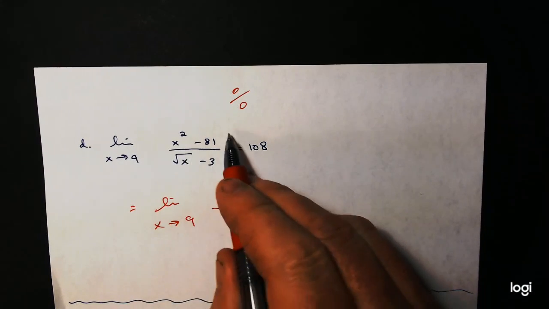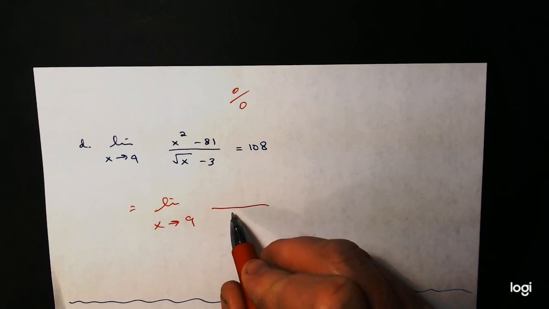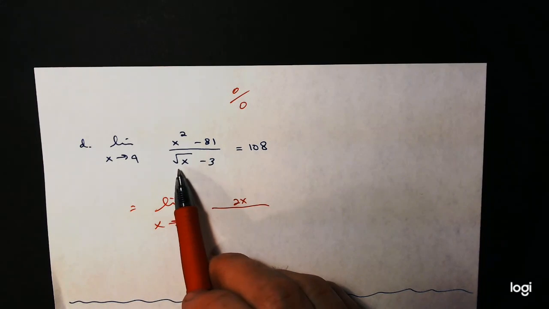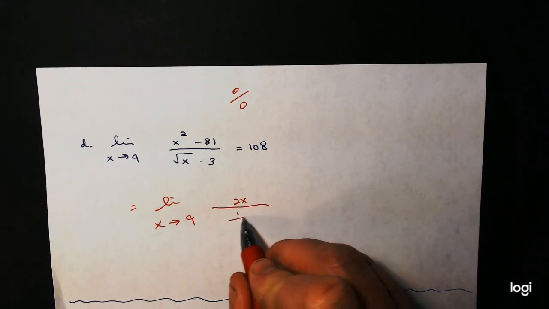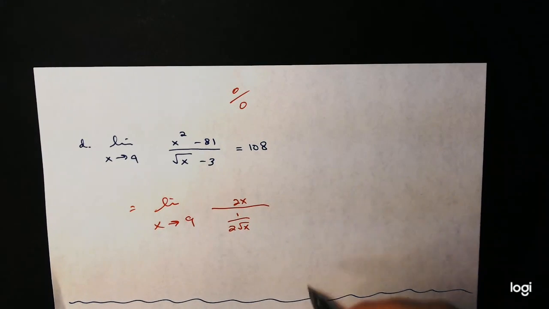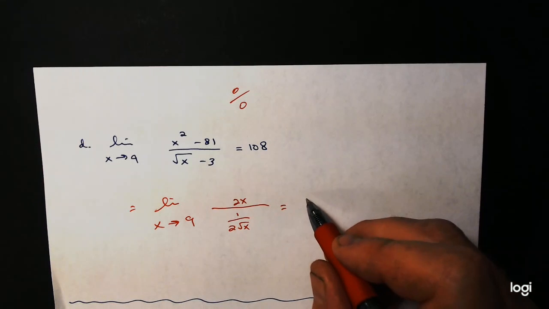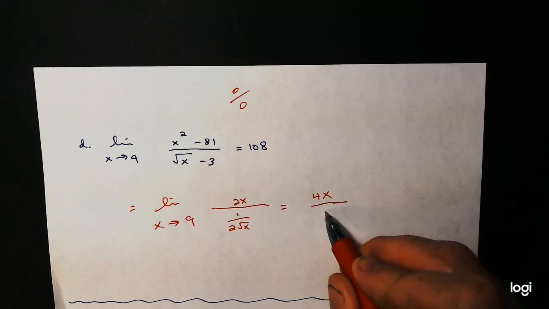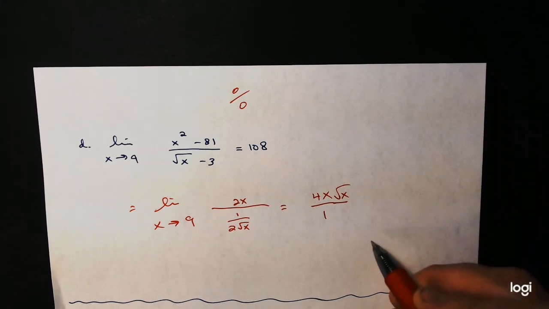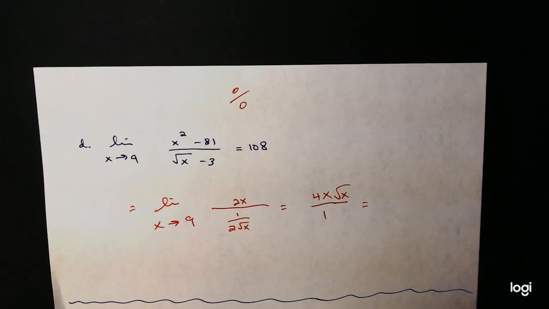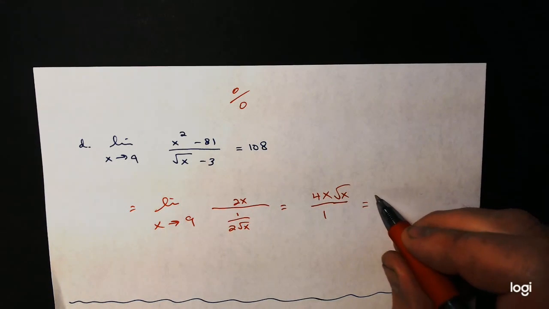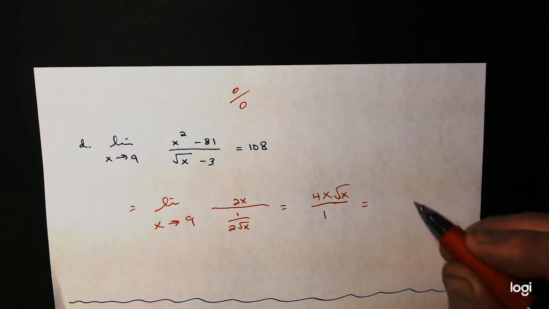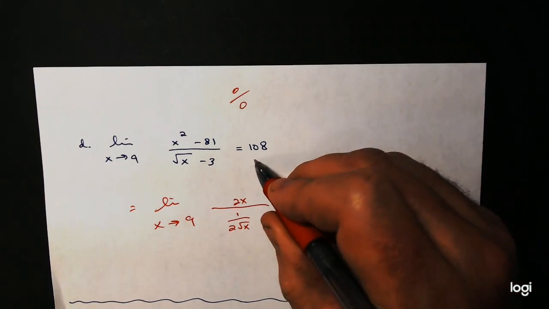So let's take the derivative of the top function there. So that's going to be 2x. Derivative of the bottom function here, that's 0. Derivative of the square root of x is 1 over 2 radical x. So if we simplify that, we get 4x radical x. So let's try to reevaluate that now. Plug in a 9, and we get 36, square root of 9, 36 times 3, which is 108. Same as what we got there.